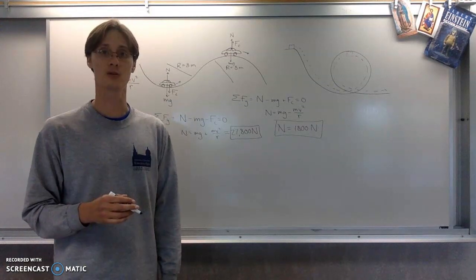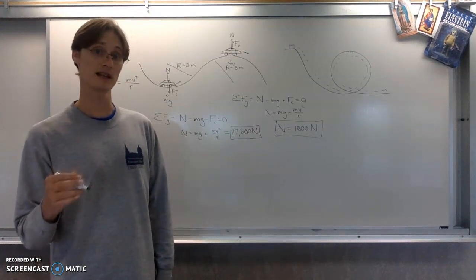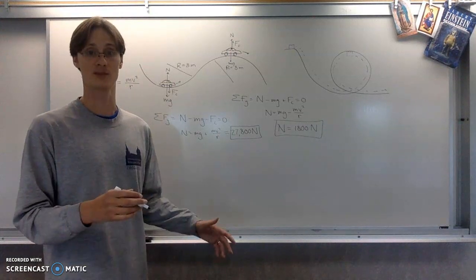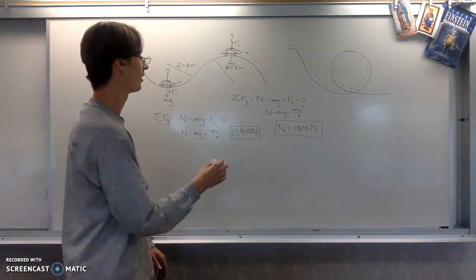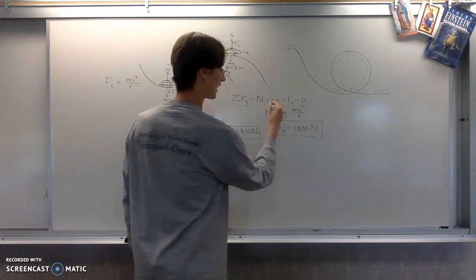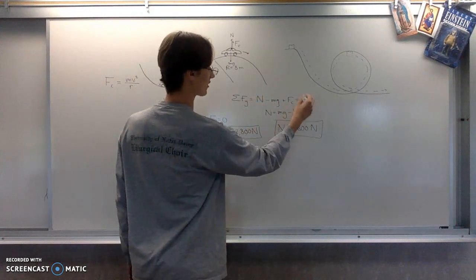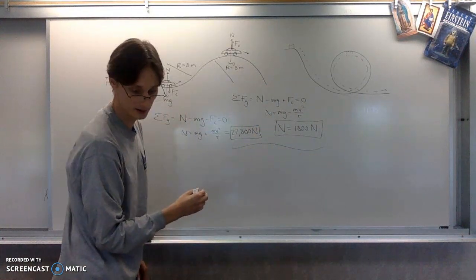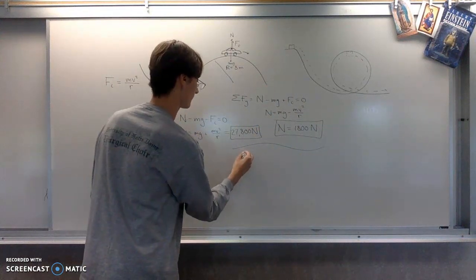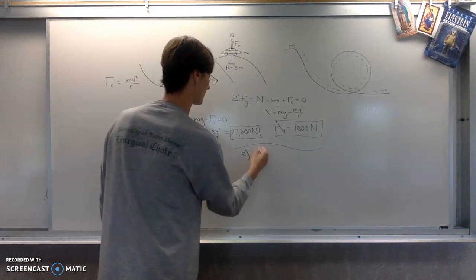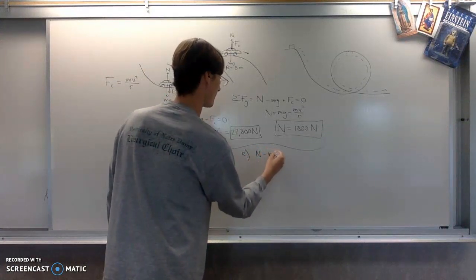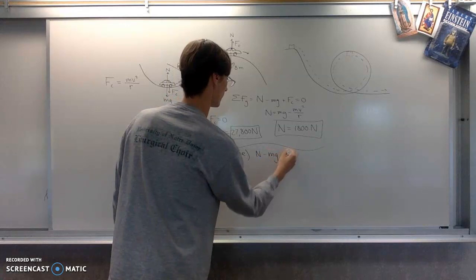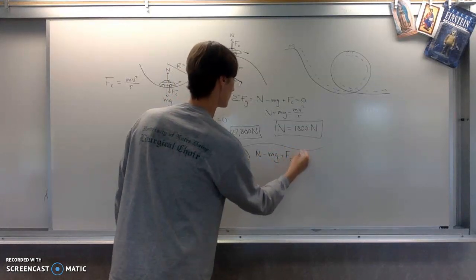All right, now if you want to know what the actual speed is, that is its maximum speed without becoming airborne, we can take our formula that we got right here, this equation for the sum of the forces, and this is part E now, and say at the maximum speed, the normal force will be 0.